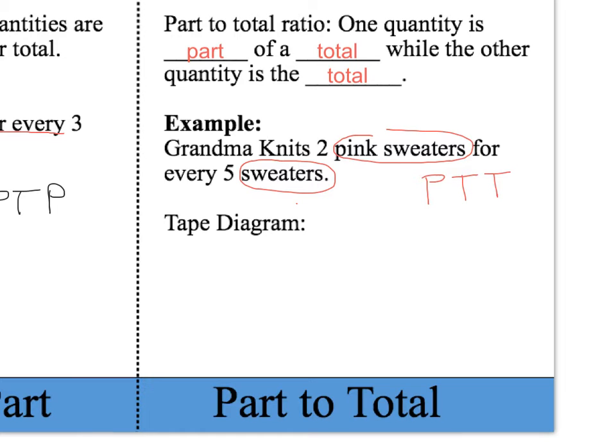So this is what the tape diagram looks like for a part-to-total ratio. I'm still going to draw boxes, but instead of having a top and a bottom box, I'm going to draw one box that has a total amount. Now the total amount of boxes that I should have is 5, because 5 is the total amount of sweaters that I have. So here's 1 box, 2 boxes, 3 boxes, 4 and 5. And try to make sure that each box is equally spaced. Now what I want to do is color 2 of them. So here's 1.